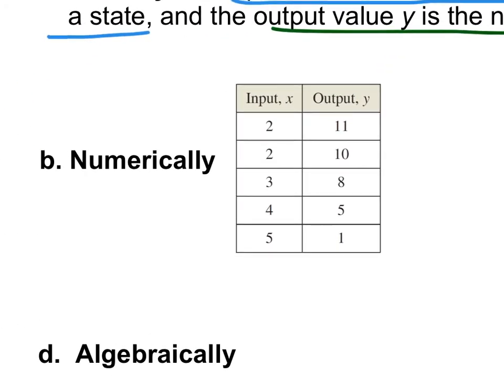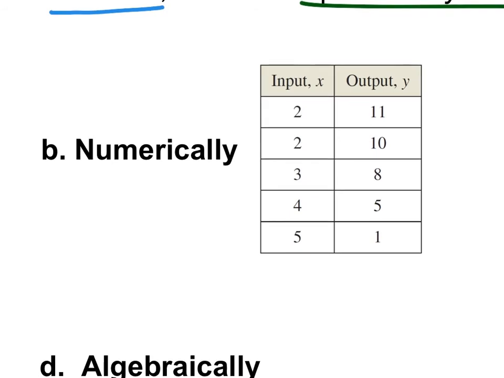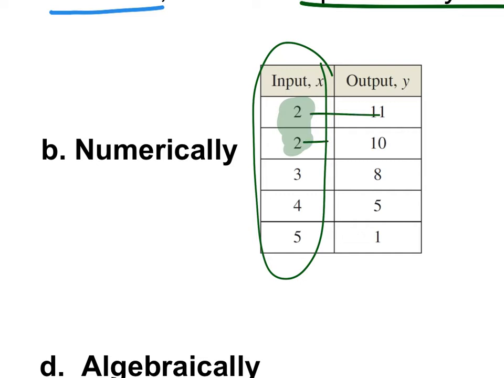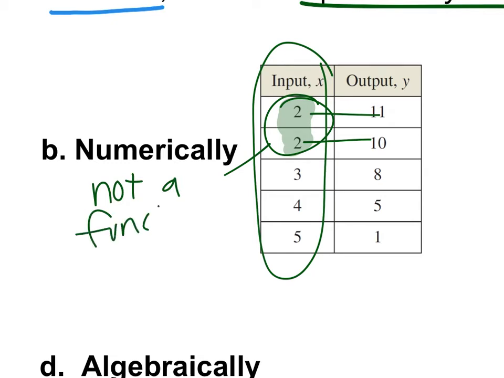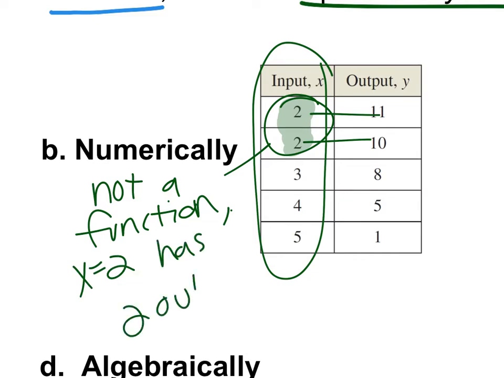All right, number 2, numerically, when you have the numbers written out, it's really pretty simple. You focus on the inputs. Are there any repeats? Do any inputs have more than one output? And the answer here is yes. My input of 2 goes to 11 and it goes to 10. That cannot happen. So this is not a function because x equals 2 has 2 outputs.